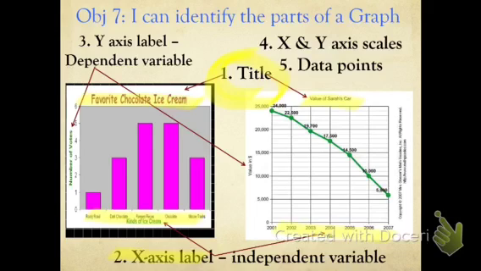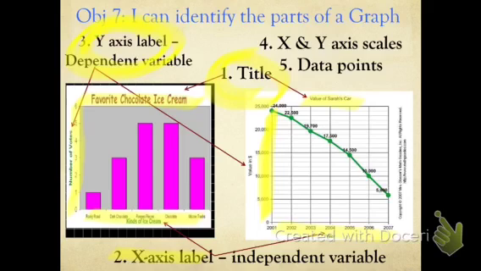Okay, the y-axis is this vertical side. This is the y-axis, and that is where your dependent variable goes. Remember, your dependent variable is the one that you measure, the one that changes because of whatever you did to the independent variable. So your y-axis is whatever you are measuring.